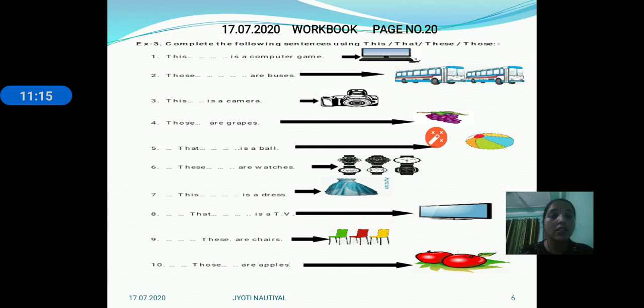Now question number 8, you see a long arrow. That means the distance is more. Okay, and we have just one TV. So we will use here that is a TV. Now question number 9, more than one chair. We have 3 chairs here and the length of the arrow is quite short. So that means we are going to use here these. These are chairs. Now last question. Apples more than one and the length of the arrow is long. So that means distance is far. So we are going to use here those. Those are apples. So this is what we have to do in the workbook, children.